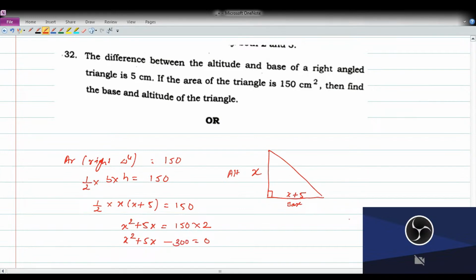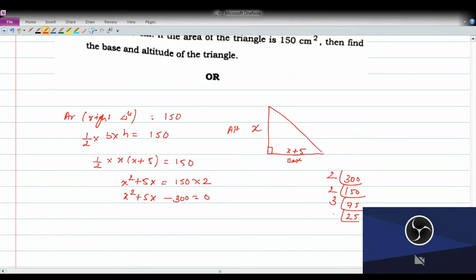So if we find the factors for this, 300 goes to 150, to 75, next 3 twos and 1 carry 15, 3 fives, and it is equal to 5 fives. So what are the factors? Now group them to get the 5 as a factor. 5 threes are 15 and 20. So 20 and 15 are the factors. So I will take plus 20x and minus 15x minus 300 equal to 0.